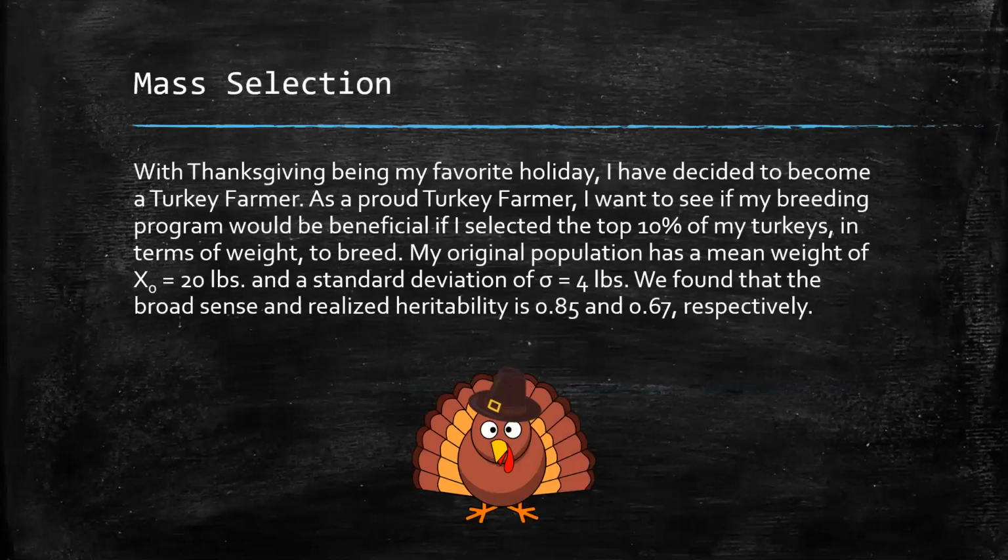So with Thanksgiving being my favorite holiday, I've decided to become a turkey farmer. As a proud turkey farmer, I want to see if my breeding program would be beneficial if I selected the top 10% of my turkeys in terms of weight to breed. My original population has a mean weight of 20 pounds and a standard deviation of 4 pounds. We found that the broad sense and realized heritability is 0.85 and 0.67 respectively.